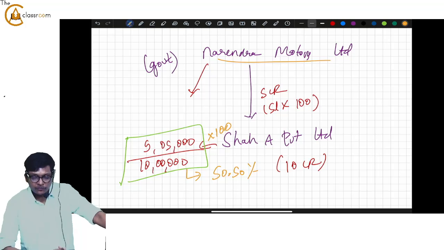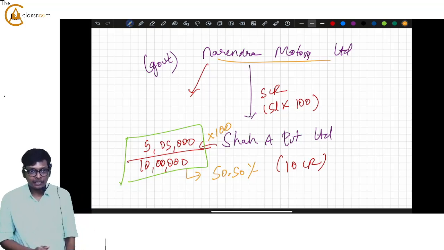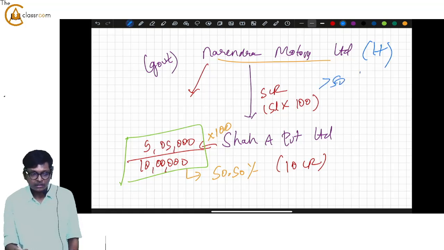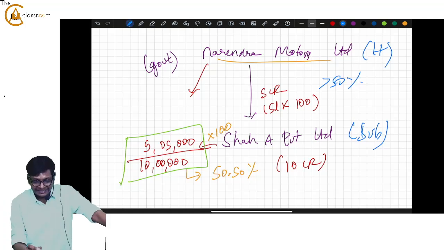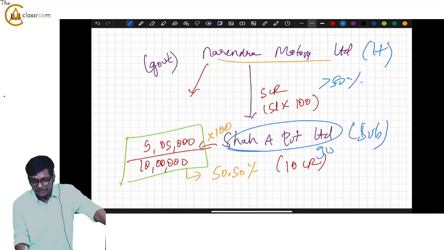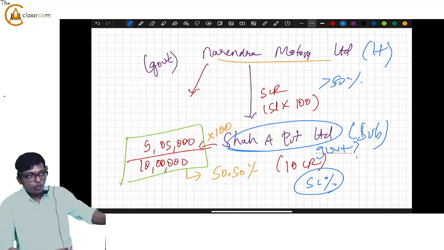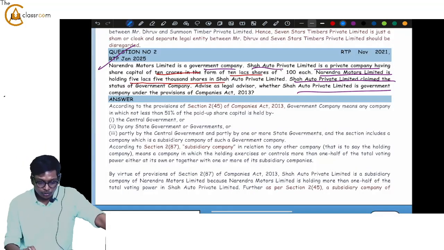Yes, it's a beautiful question. It is a holding company. So Narendra will now become the holding company because they have more than half. Shah will become the subsidiary. But can I say Shah is a government company? No, because for a government company you should have not less than 51% of share capital, and they also say a subsidiary of a government company is also a government company. Look at the answer. Beautiful question, guys.